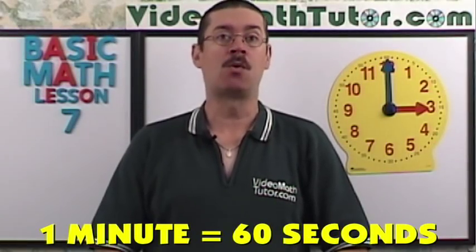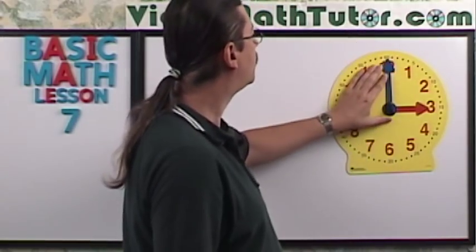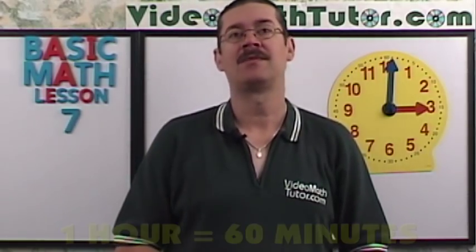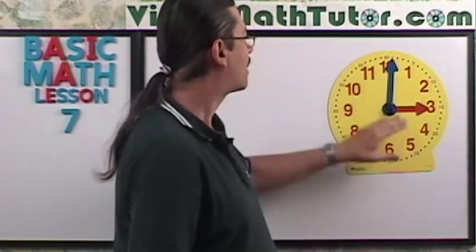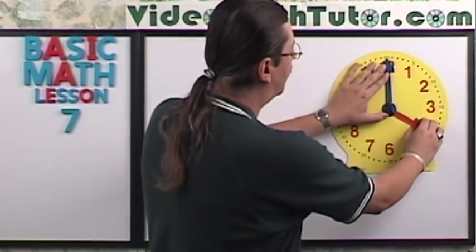1 minute is equal to 60 seconds. It's the time it takes for a minute hand on a regular clock to go from here to there. 1 hour is equal to 60 minutes, and that's the time it takes for the hour hand to move, let's say, from here to there.